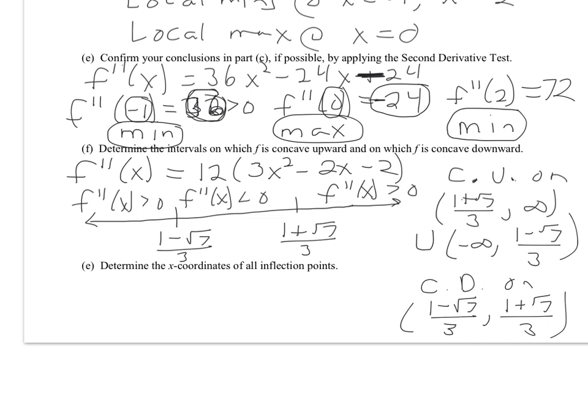And so that means that the function changes from being concave up to concave down at 1 minus root 7 over 3 and changes from being concave down to concave up at 1 plus root 7 over 3. And at any point on the graph where the function changes from concave up to concave down or from concave down to concave up, we call that point on the graph an inflection point. And so 1 plus root 7 over 3 and 1 minus root 7 over 3 are both inflection points of this graph.